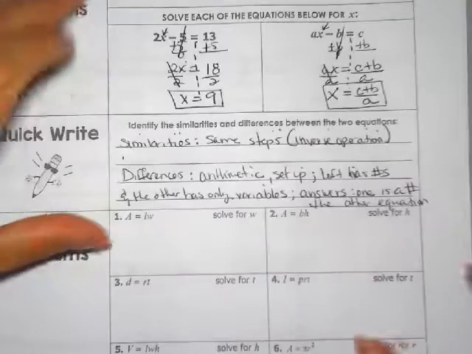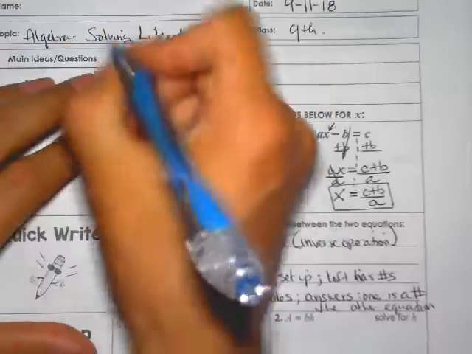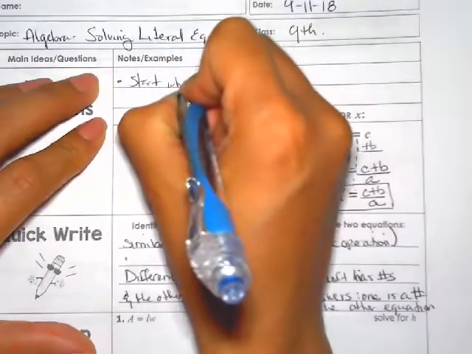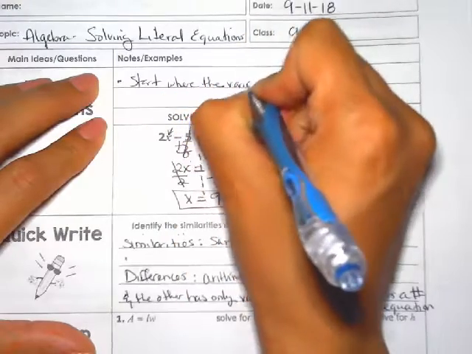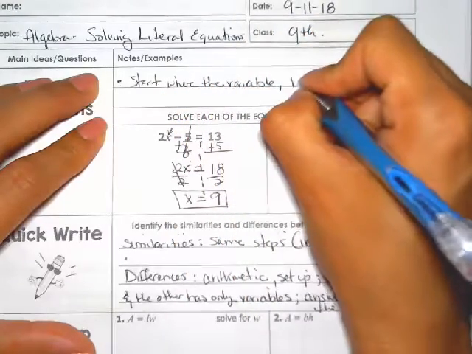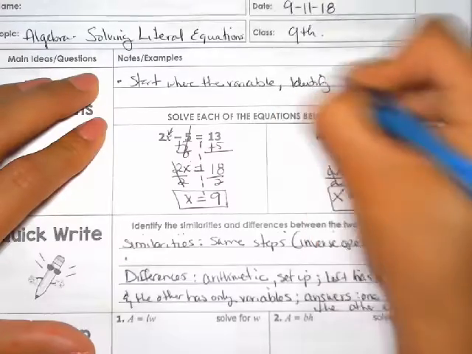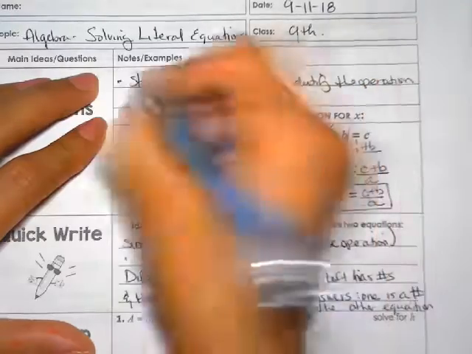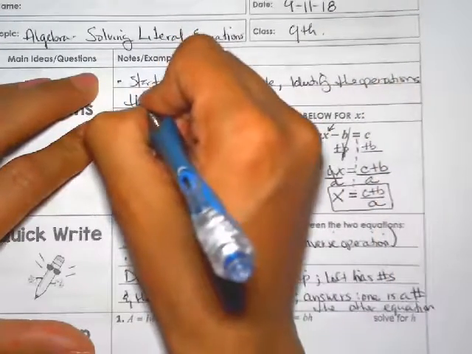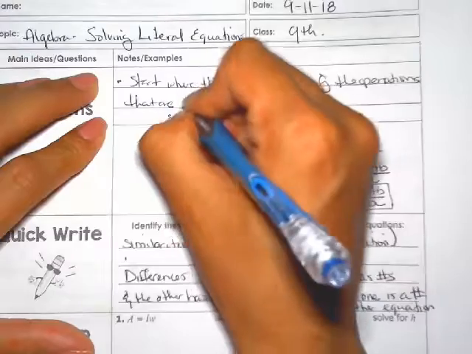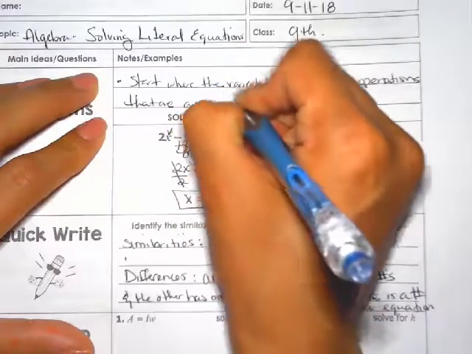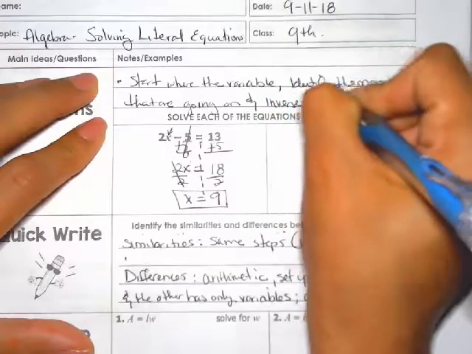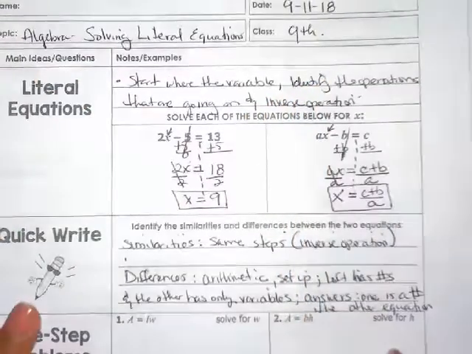Okay, so let's add to the top just some extra notes to remember. Start where the variable is. Identify the operation or operations that are going on, and then do the inverse operation. Okay, just stick with that and we should be good.